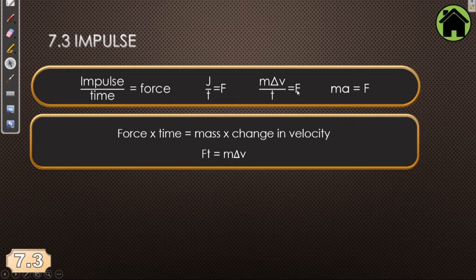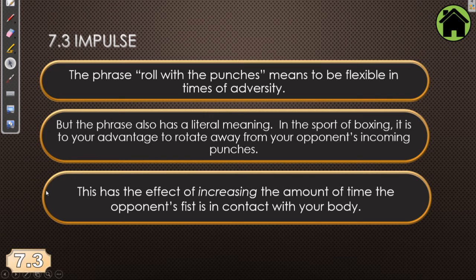If we multiply both sides by time, then we get force times time is equal to mass times change in velocity. We're not going to really do any practice exercises with this equation, but it tells us some really interesting things. If you have a certain change in momentum that you have to make, you can either do it with a big force over a small amount of time, or with a small force over a long amount of time. So let's look at some practical implications of that.